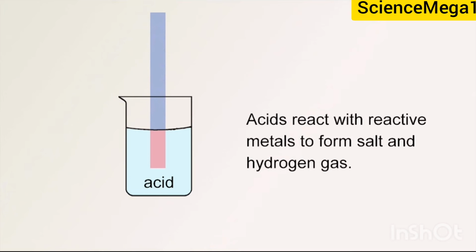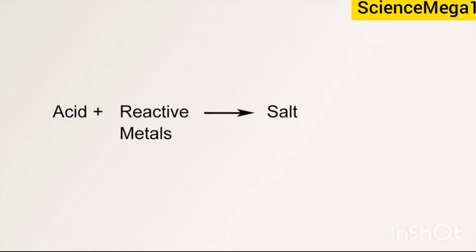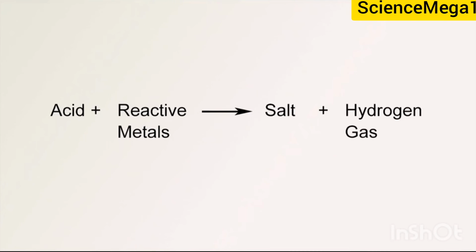Acids react with reactive metals to form salt and hydrogen gas. The general word equation is shown on your screen. So you can see acid plus reactive metal will provide products of salt plus hydrogen gas. The salt and its name depend on the metal and the acid used in the reaction.